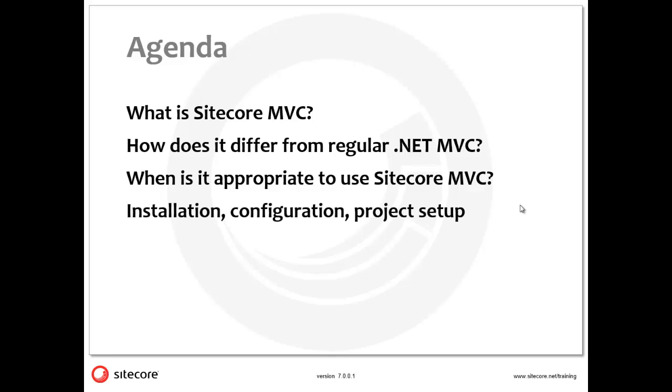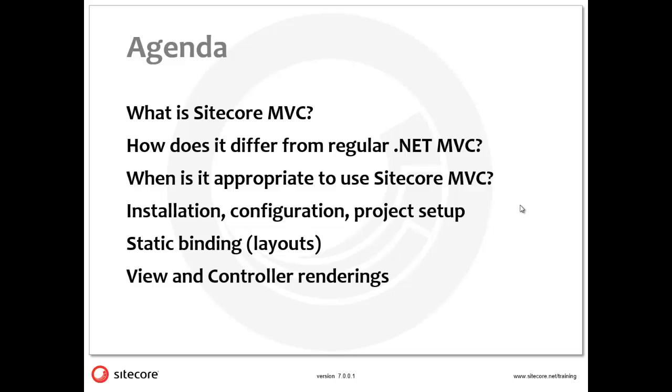Then we're going to get straight into installing and configuring an instance of Sitecore MVC and setting up a project to work with it. We're then going to create a layout and statically bind a view to it, and look at view and controller renderings in turn. Finally, we're going to look at Razor and some of the Sitecore-specific helpers available to you.